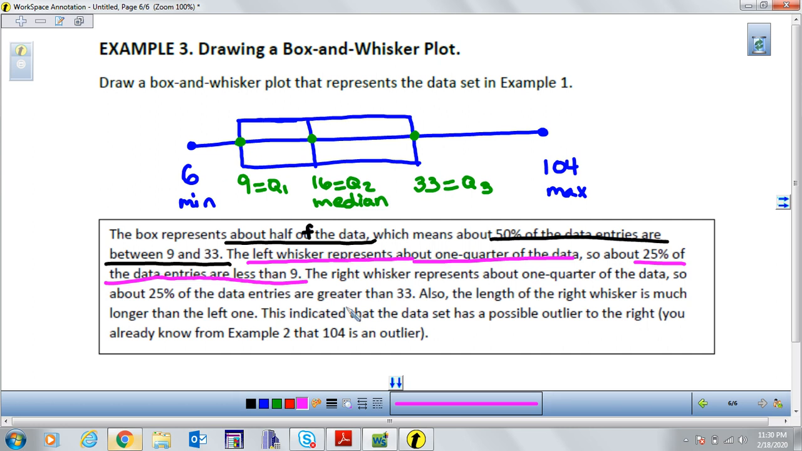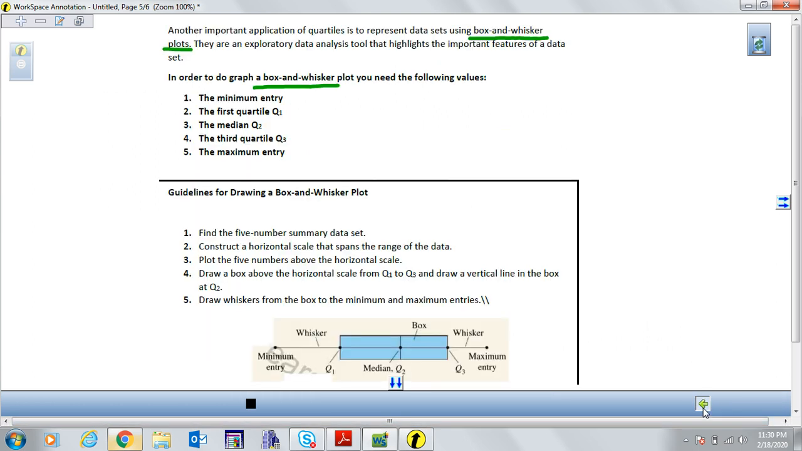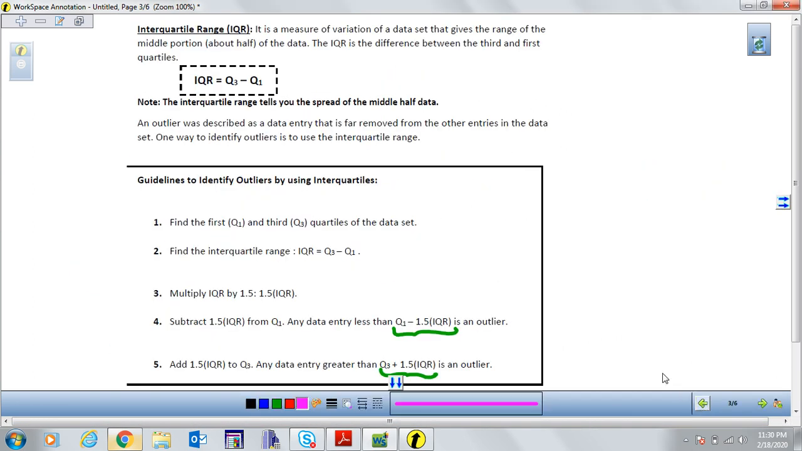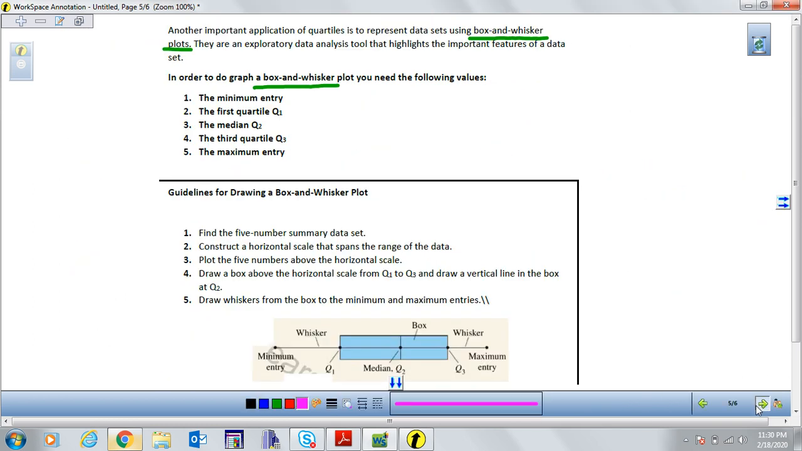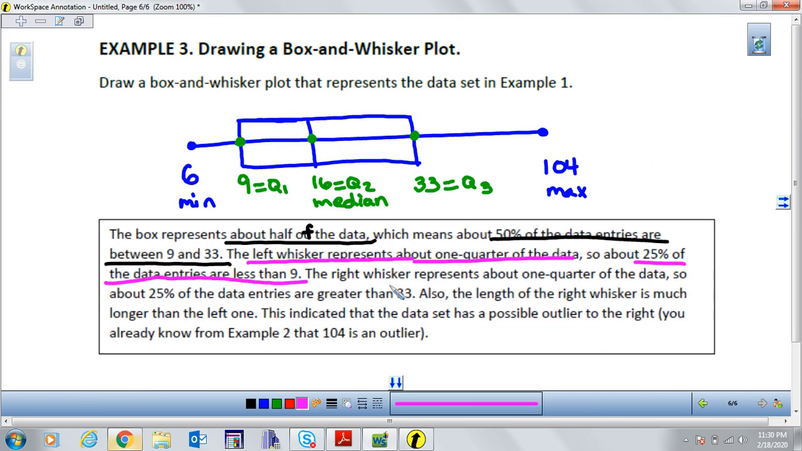From 9 or less. The right whisker represents about 1/4 of the data. From 33 up to 104, that was the last quarter. So the right whisker represents about 1/4 of the data, so another 25% of the data entries are greater than 33, from 33 to 104.